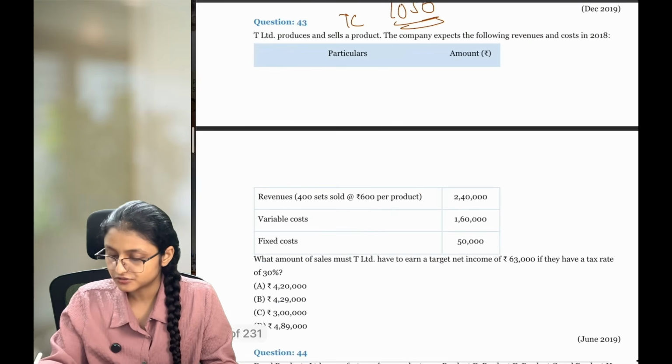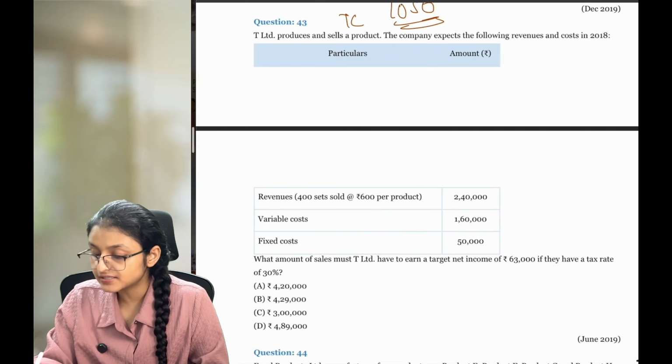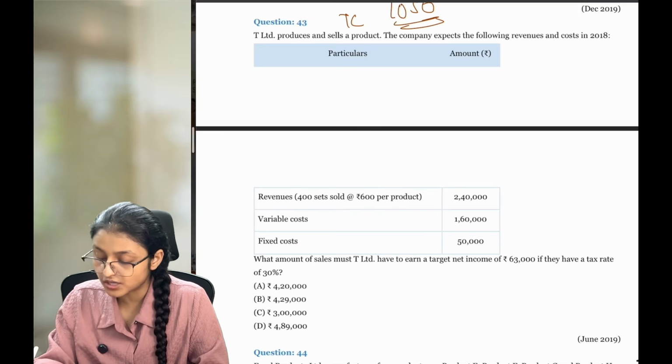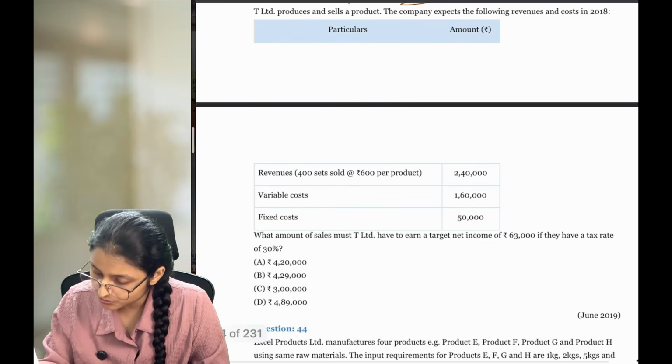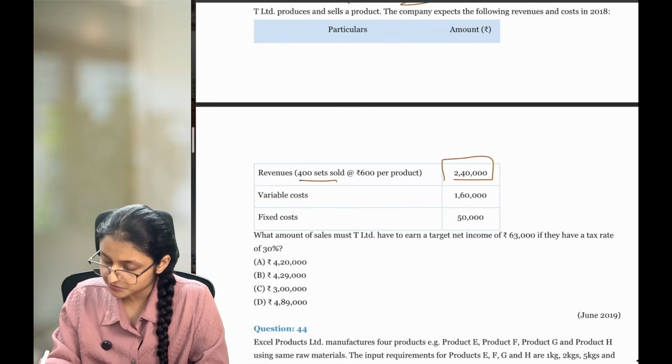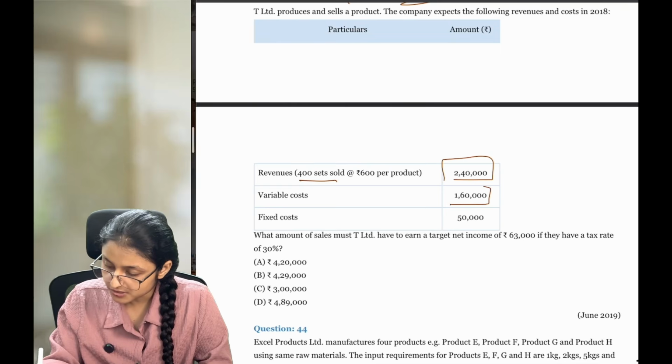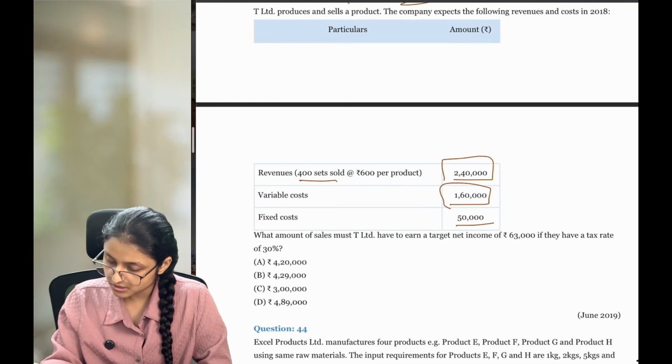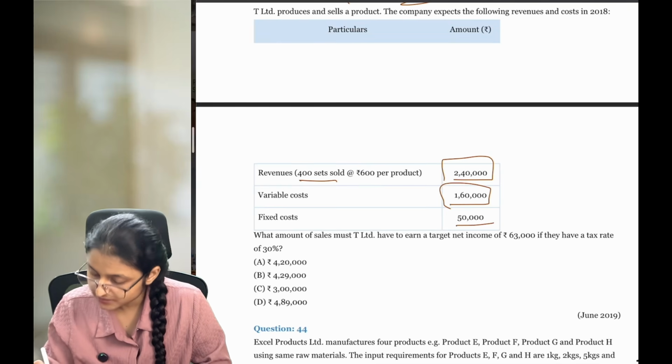Next. T Limited produces and sells a product. The company expects the following revenue and cost in 2018. Revenue is 2,40,000. 400 sets is what we are selling. Variable cost is 1,60,000. 50,000 is the fixed cost. What is the amount of sales?